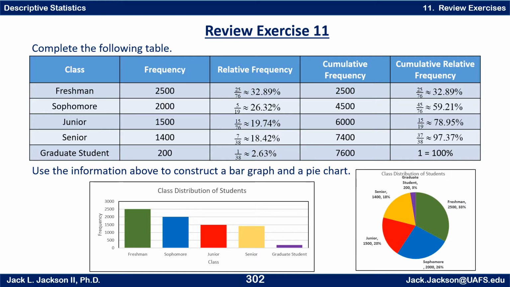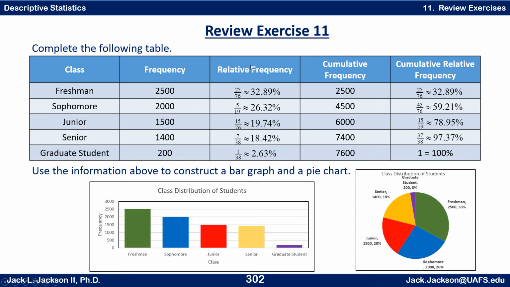For juniors, we have 1,500 divided by 7,600. That's 15/76 as a reduced fraction, or 19.74% rounded off. As a senior, there are 1,400 of those seniors, divided by 7,600 total students. We get 7/38 as a reduced fraction for the relative frequency of seniors, or approximately 18.42%. Graduate students, there's only 200, but we're still dividing by 7,600, so that reduces to 1/38, or approximately 2.63%.